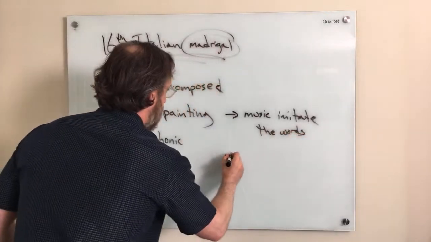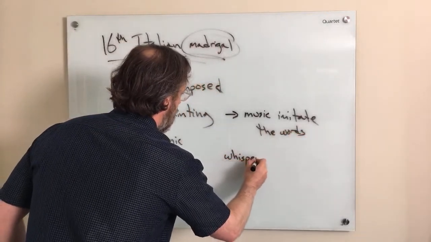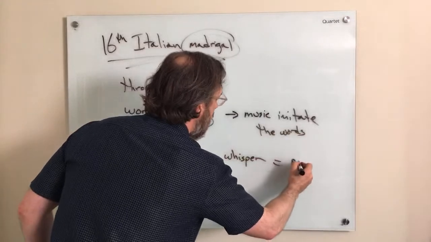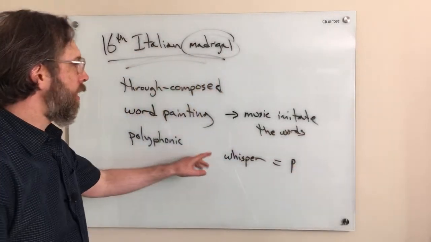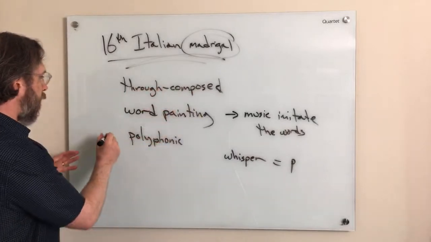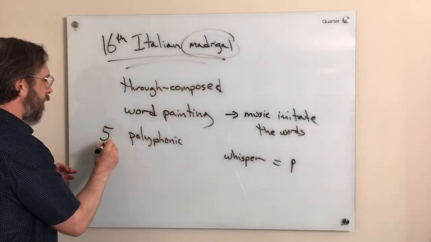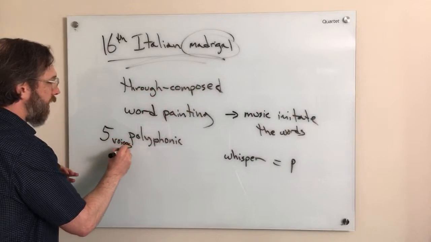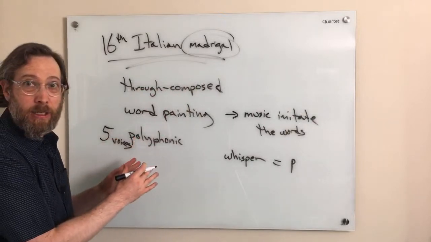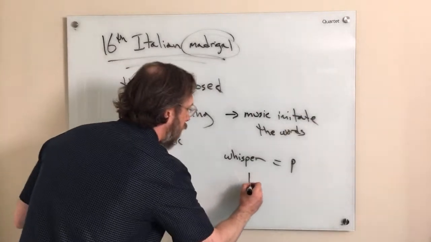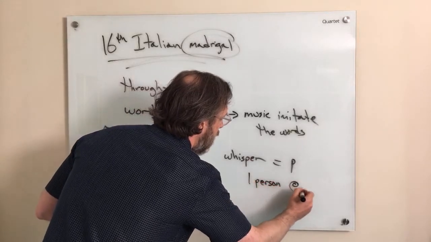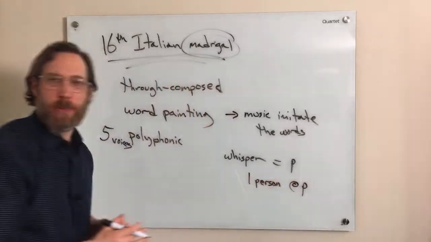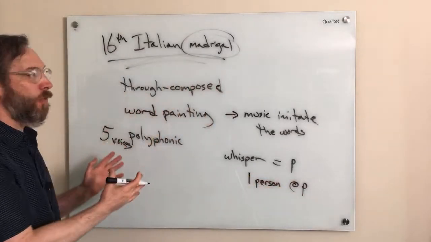So in the question, whisper, obviously you mark that piano. You make it soft. And perhaps instead of having, let's say there's 5 different voices, instead of having 5 voices sing whisper, you have one person sing at piano the word whisper. That would be an example of word painting.